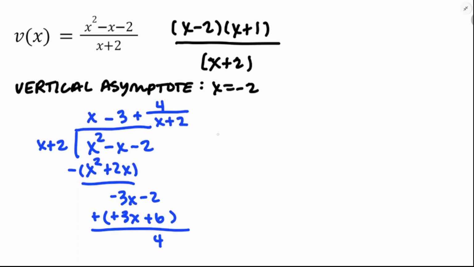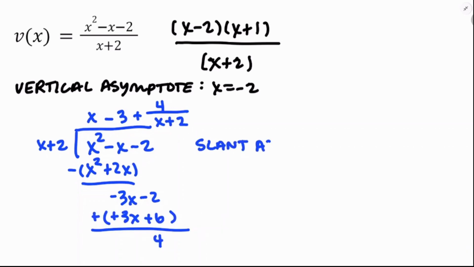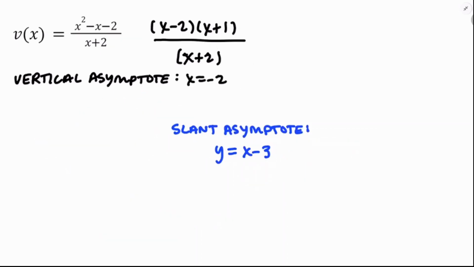Okay, so that means that I've got a slanted asymptote. y equals x minus 3. Just this part here that doesn't have the fraction on it, that's the equation of the slanted asymptote. All right, now I almost forgot again.